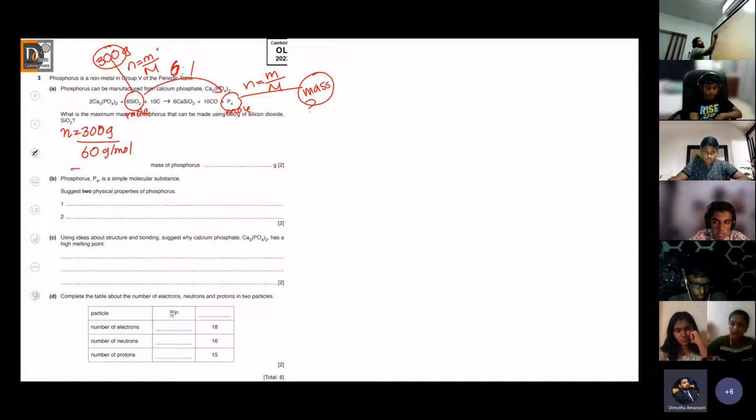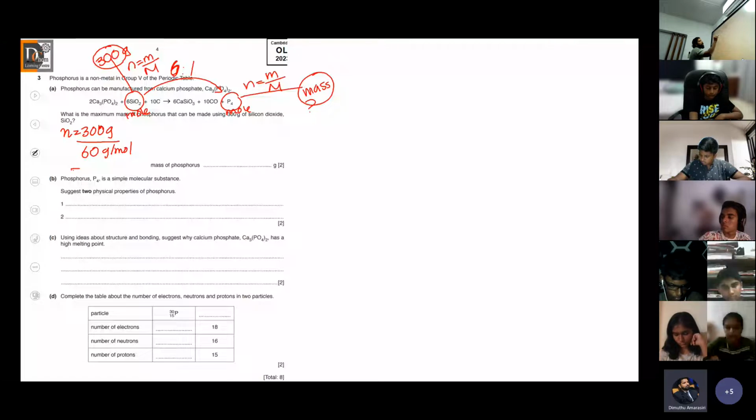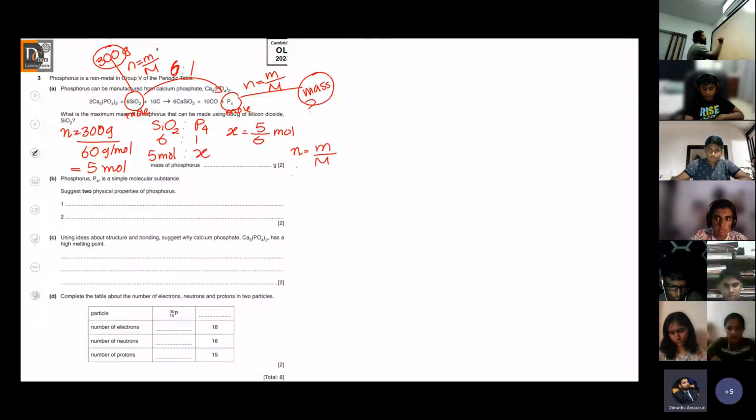Now I am jumping from that to phosphorus. By using the ratio which is 6:1, and silicon dioxide 5 moles, phosphorus X. Therefore, X is 5 over 6 moles. Once you know the moles of phosphorus, now you can apply n equals m over capital M, right? So then it's 5 over 6 equals m over the molar mass of phosphorus.